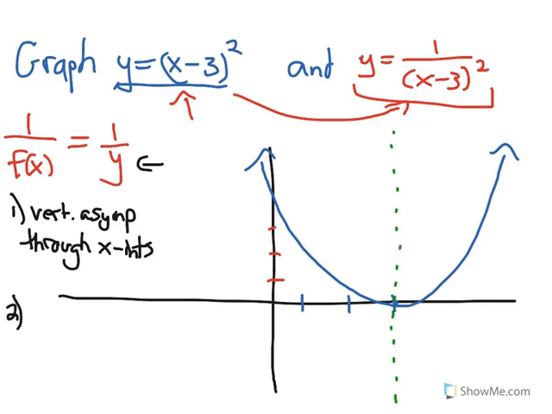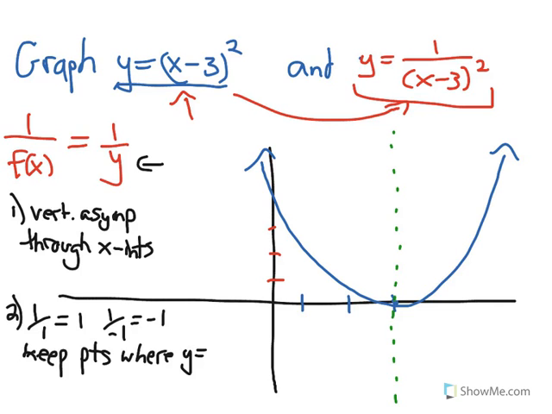Second, because we're doing 1 over y, we know 1 over 1 equals 1, and 1 over negative 1 equals negative 1. So we are going to keep the points where y equals 1 or negative 1. So where are those? I'm just going to go across 1. You can see y equals 1 here and here. And there are no points where y equals negative 1 on this blue graph. Perfect.